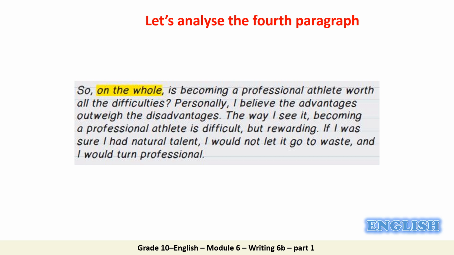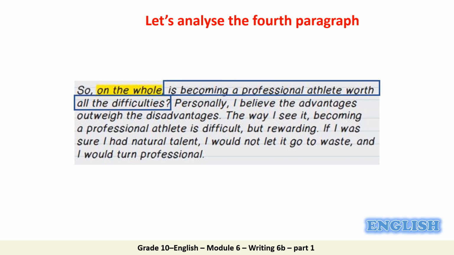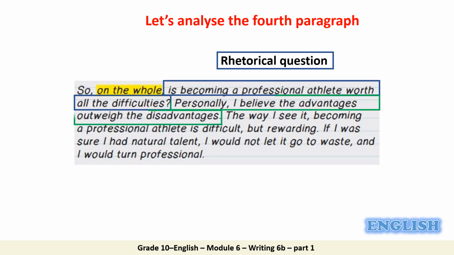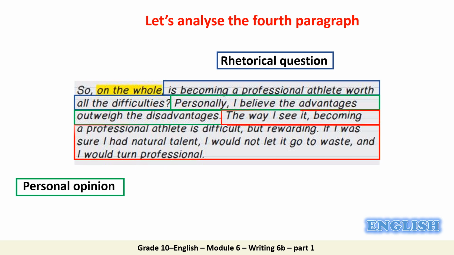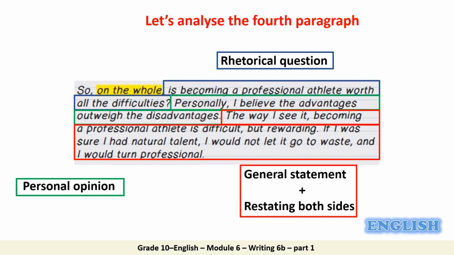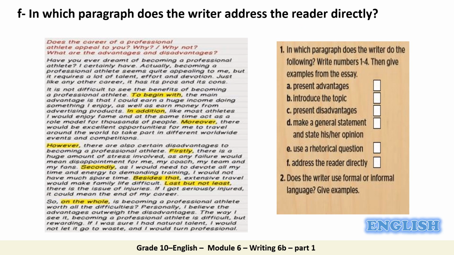So what do we have in the beginning? As we already said, is becoming a professional athlete worth all the difficulties? This is the rhetorical question. Very good. After that, you mention the personal opinion. Personally, I believe the advantages outweigh the disadvantages. And then you have to mention the general statement and restate the both sides. Okay, good. Let's move on to question F.